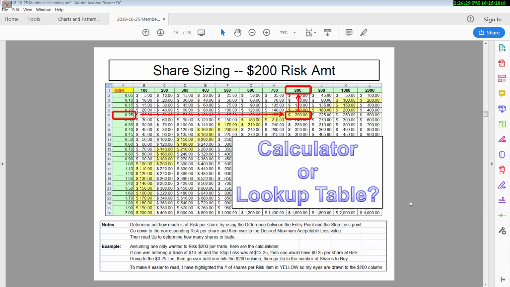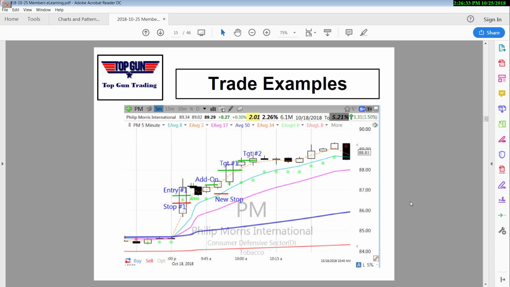All right, okay, back to the presentation. Here we've got some trade examples. I've gone pretty fast. I've only been talking about 25 minutes, and I've covered a lot of concepts. Well, let's take some examples in real life.